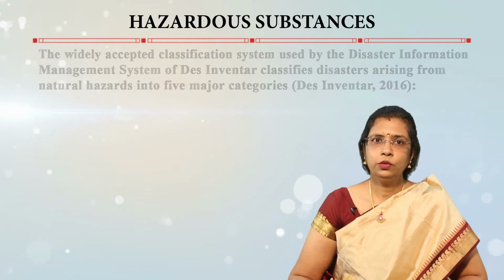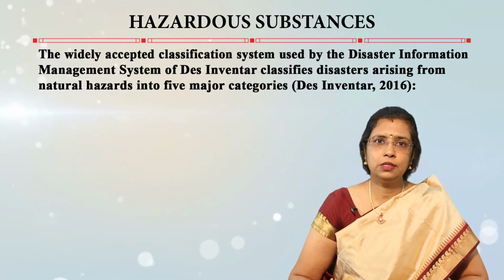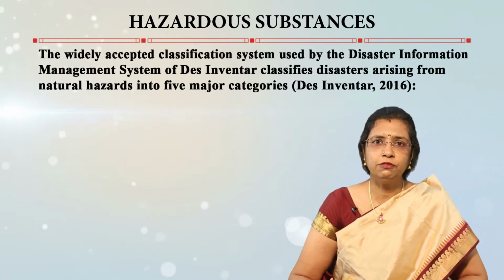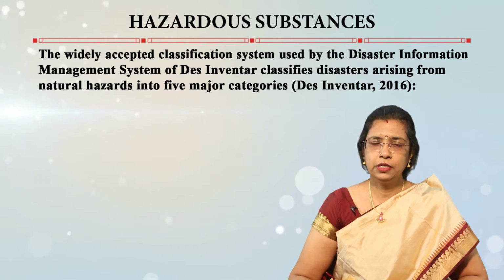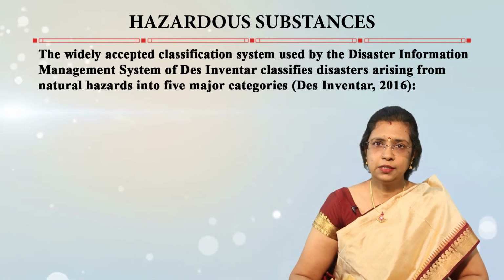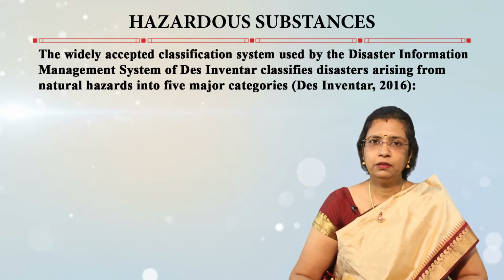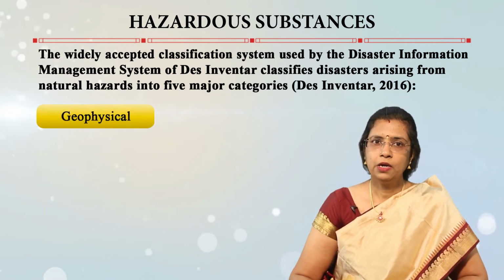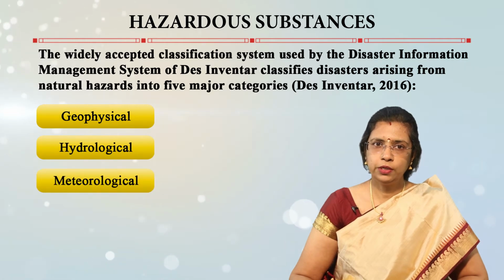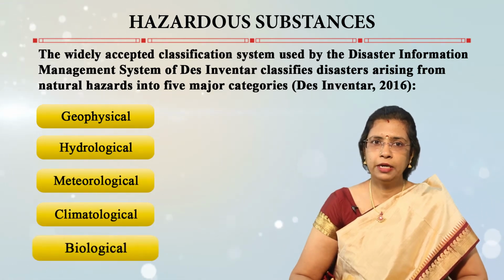Natural hazards. The widely accepted classification system used by the Disaster Information Management System, DesInventar, classifies disasters from natural hazards into 5 main categories. They include geophysical, hydrological, meteorological, climatological and biological hazards. Now, chemical industrial disasters. Chemical disasters are mostly industrial disasters.